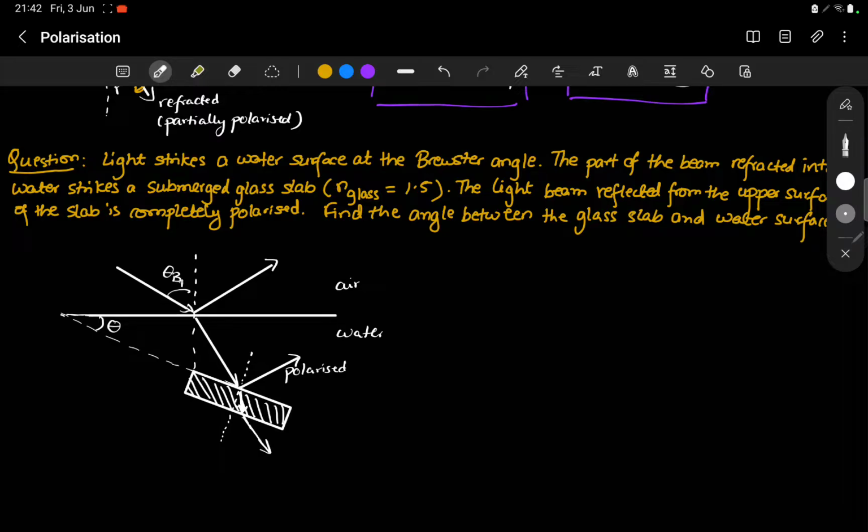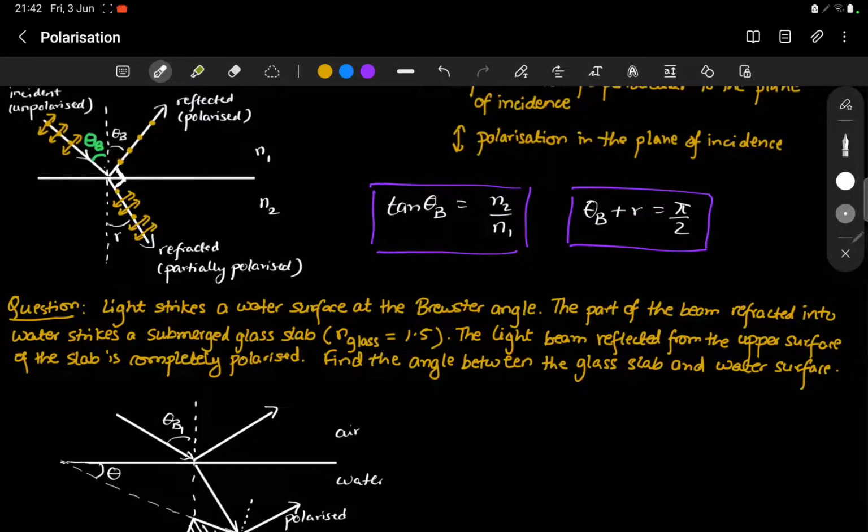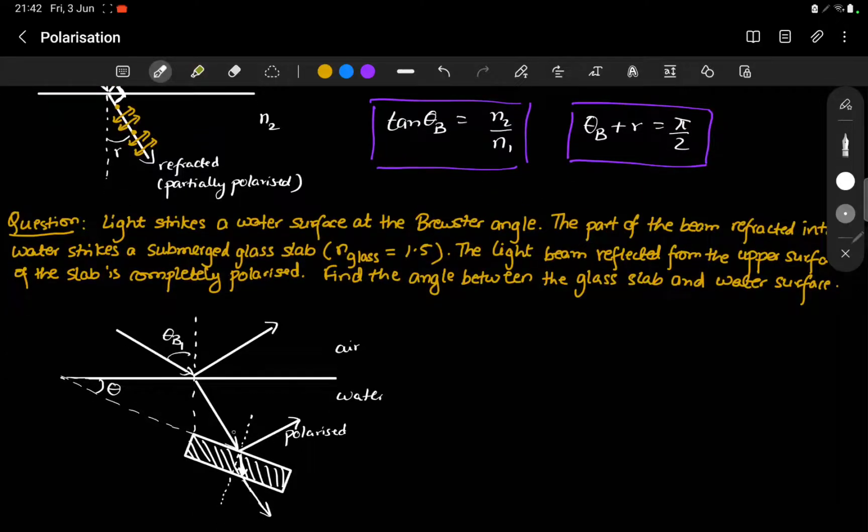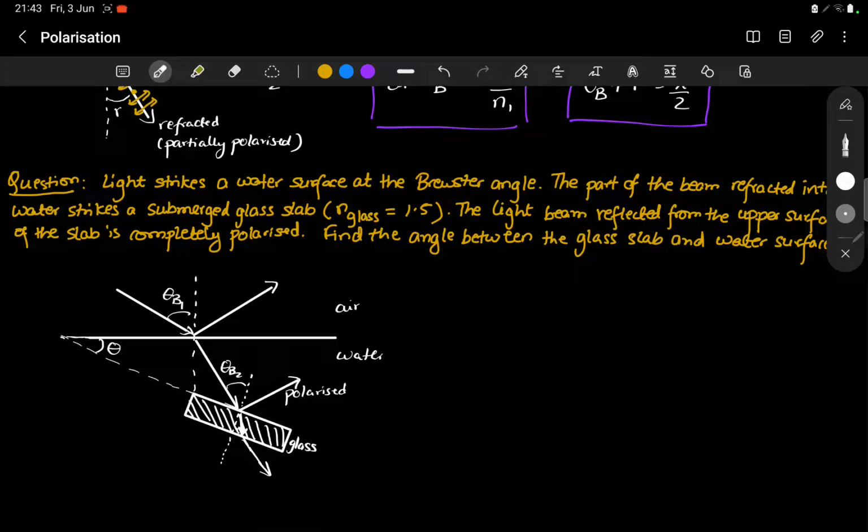Let us call this theta B1, and since we are told that this reflected ray from the glass slab is also polarized, and we know that a reflected ray will be polarized only when the incident ray is at the Brewster angle, this angle is also a Brewster angle. This is theta B2. This is glass. This theta B1 is the Brewster angle corresponding to the air-water interface, and theta B2 is the Brewster angle corresponding to the water-glass interface.